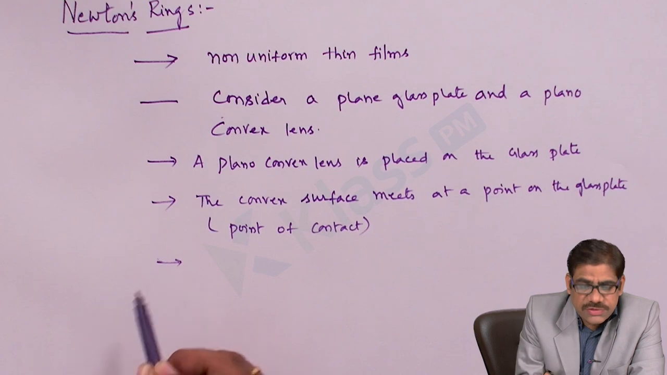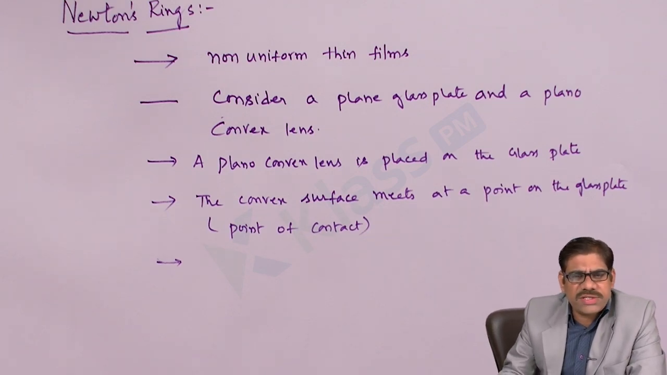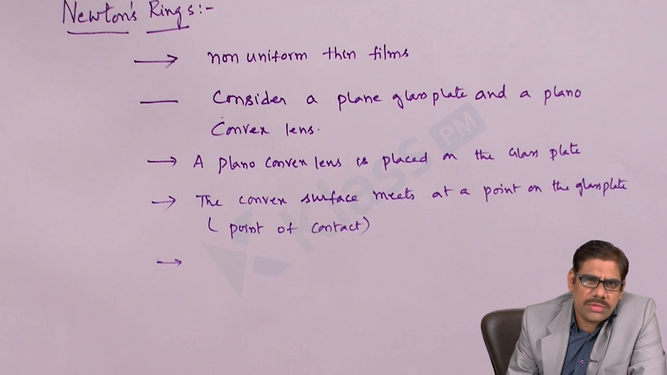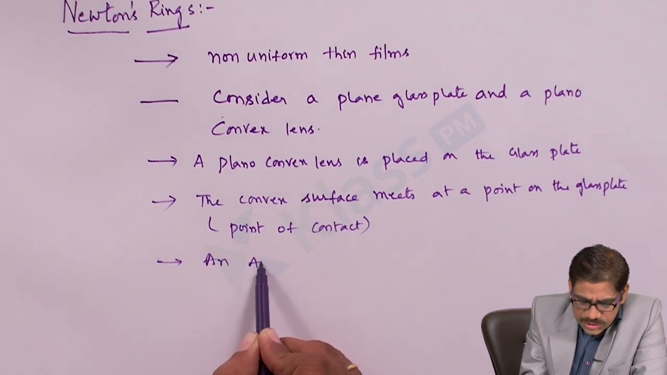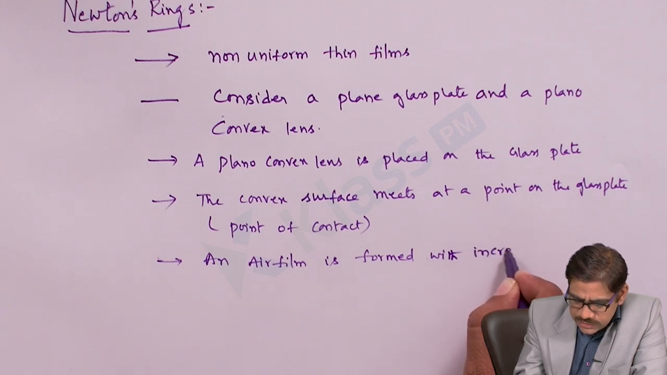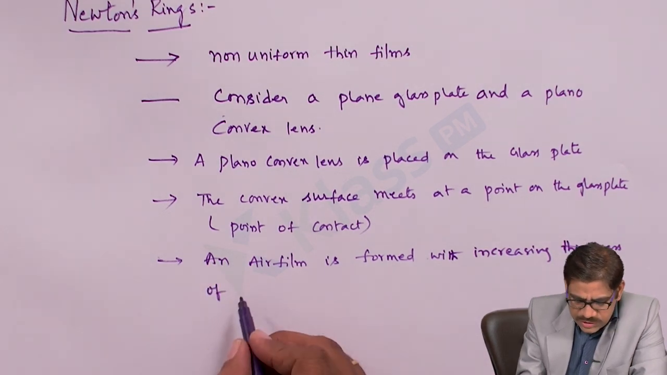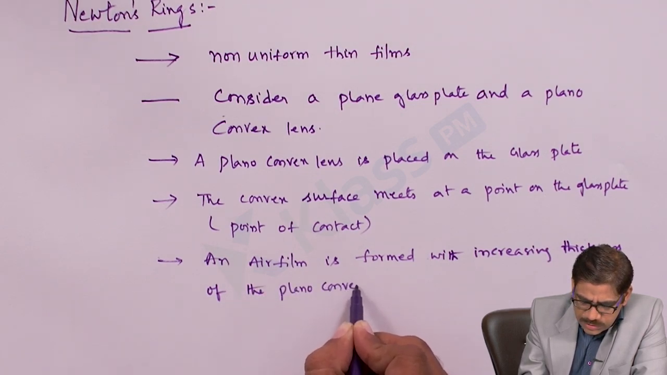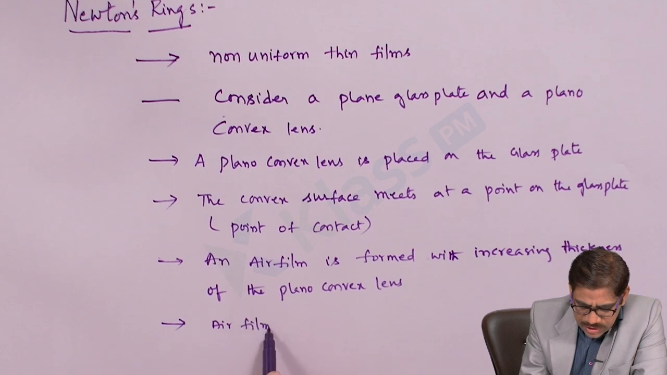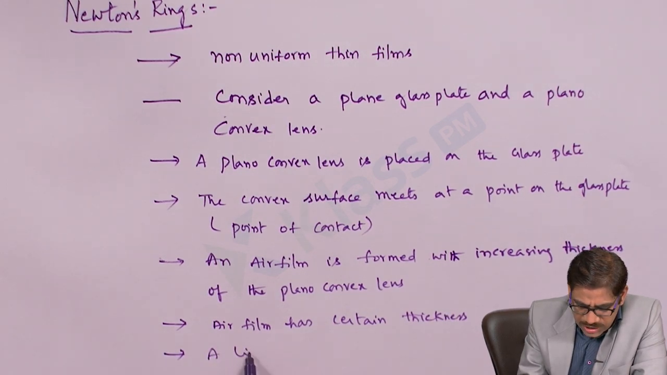Now, in this particular case, we show it in terms of a diagram. When the convex surface is placed exactly on top of a glass plate, there exists a point of contact. Now, an air film is formed with increasing thickness of the plano-convex lens. Let that air film have a certain thickness.